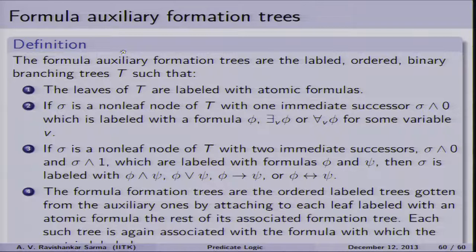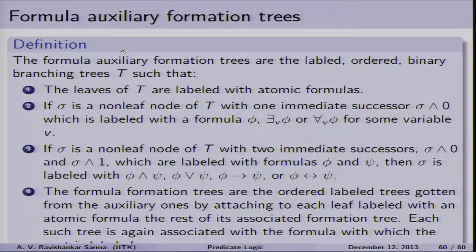So we discussed the formation tree for a term, and when we have no free variables in that formation tree, we call it a ground term; otherwise it is not a ground term. And then we discussed atomic formulas and their corresponding trees. Now let us talk about the formulas which exist in predicate logic in general. They start with quantifiers, there exists some x, for all x, etc. Now the formula auxiliary formation trees are again labeled, ordered binary branching trees. The tree is labeled as T, where the leaves of T are labeled with atomic formulas.